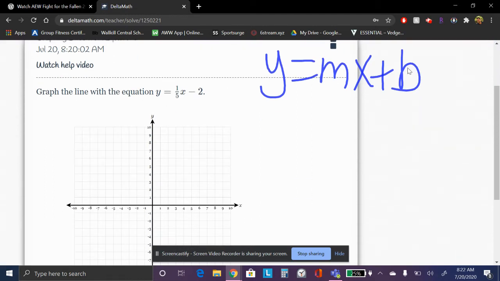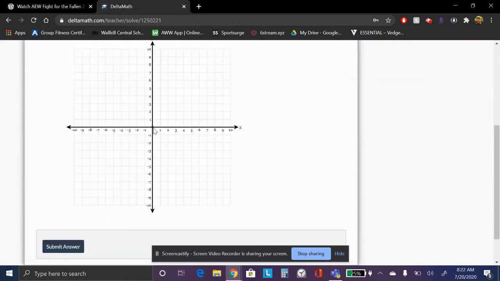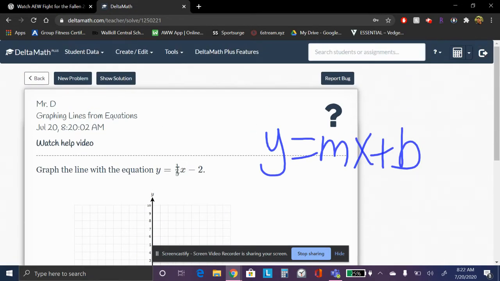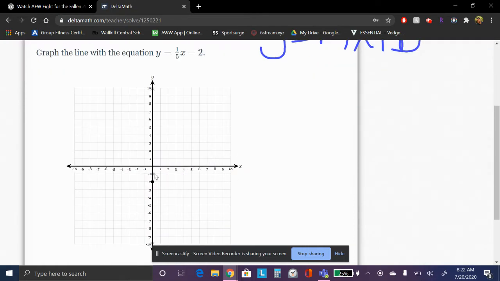So in this equation right here, we have our b is -2. So on the y-axis, we click on -2. Now this right here tells me my rise over run. So my rise is 1 and my run to the right is 5. So I go up 1, to the right 5. And there's my line.